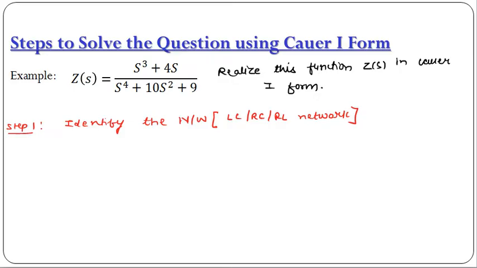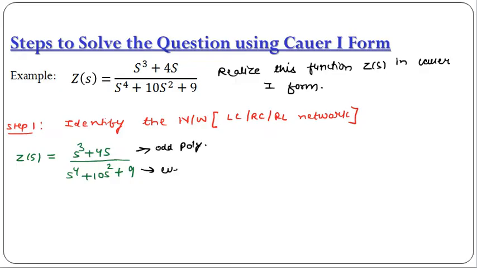Now if you observe this Z of s function, it is given as s cube plus 4s by s power 4 plus 10 into s square plus 9. If you observe this function, you will notice that the numerator is an odd polynomial, and the denominator is an even polynomial because it consists of even powers of s. If you get an odd polynomial by an even polynomial, or even by odd, this indicates that it is a function of an LC network. So we now know that this is an LC network function.